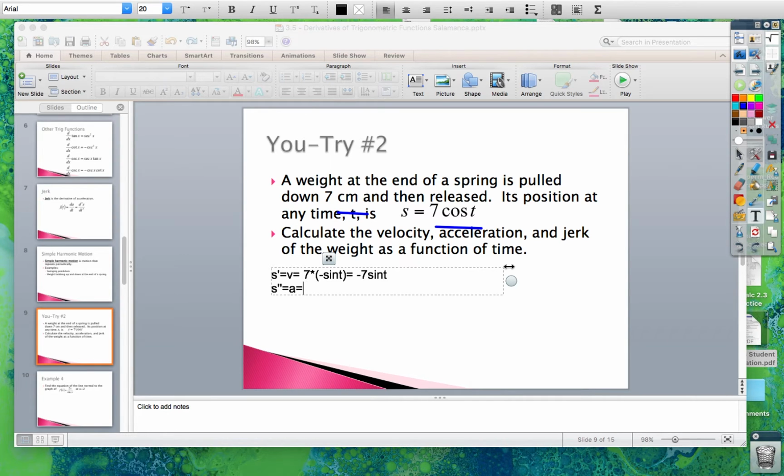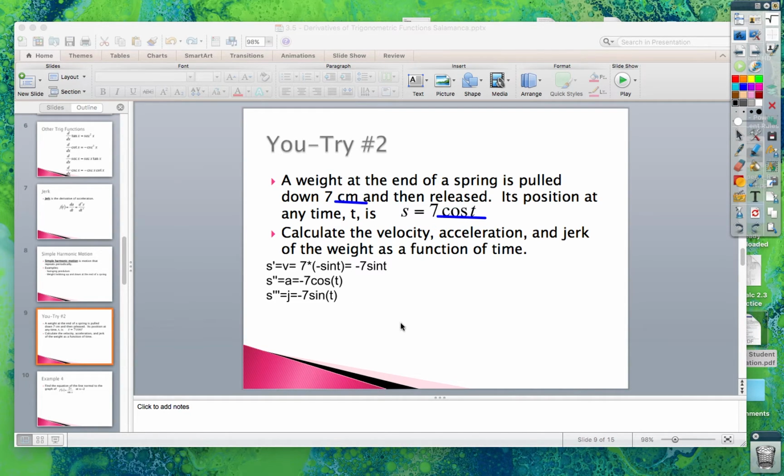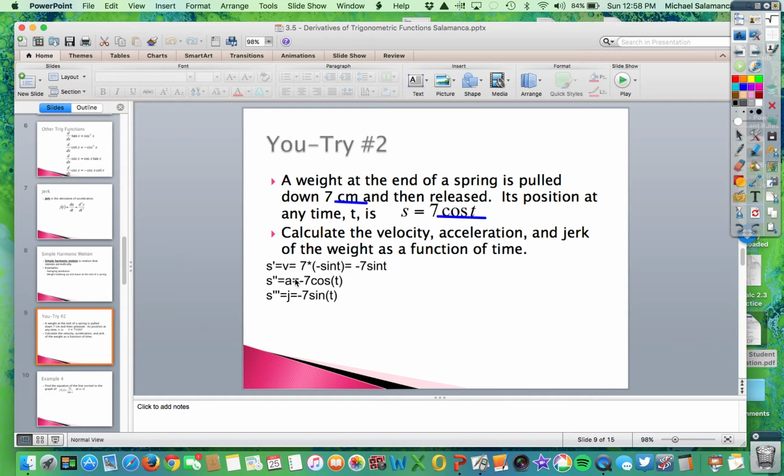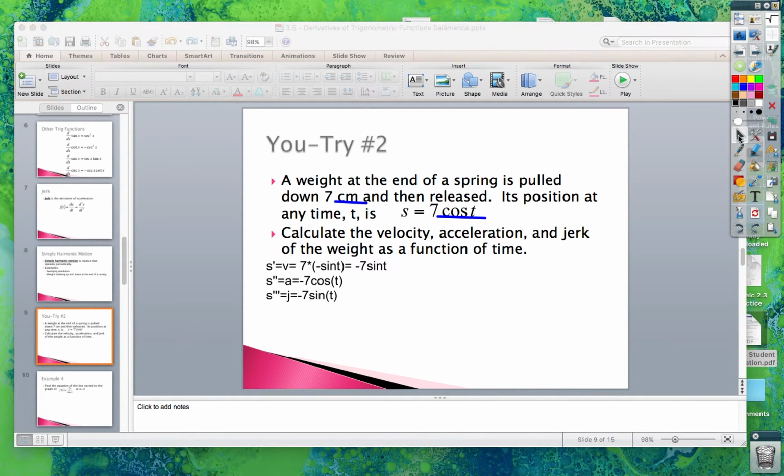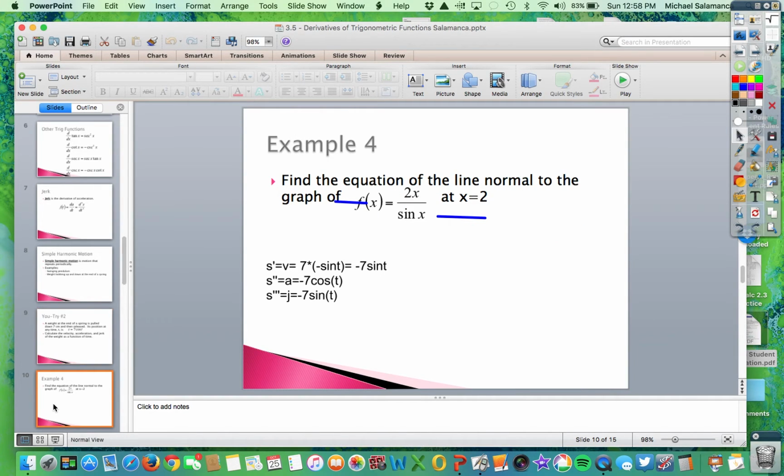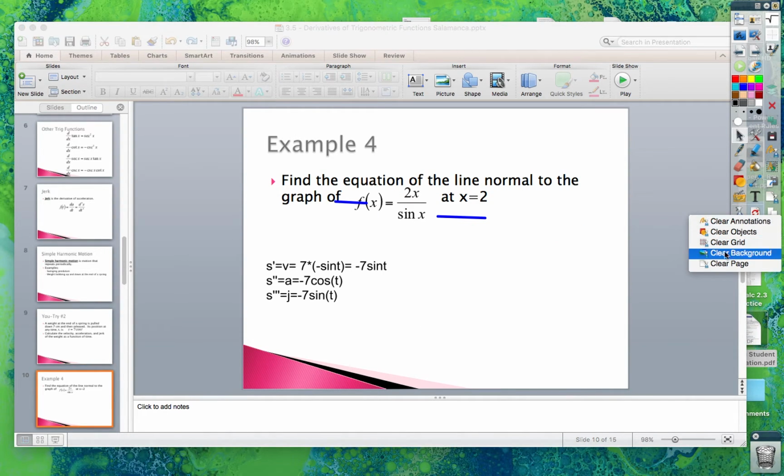The second derivative, which is your acceleration, is equal to, remember, now we're doing it based off of this negative 7 sine t. So the derivative of negative 7 sine t is negative 7 cosine of t. And the third derivative, which is jerk, is equal to 7 sine of t. So those are your acceleration, velocity, and jerk. Hopefully this is not coming off as too difficult, but I'm sure you'll let me know in class if it is.